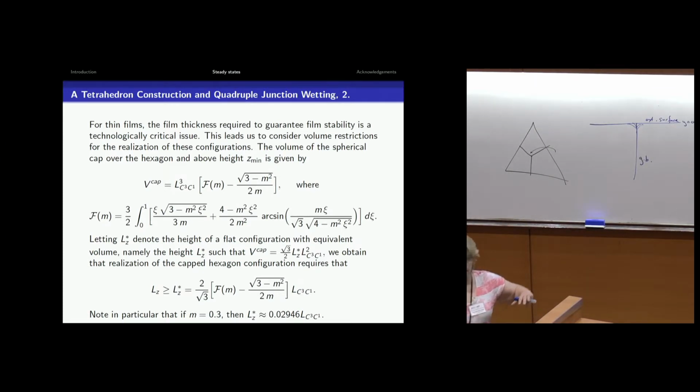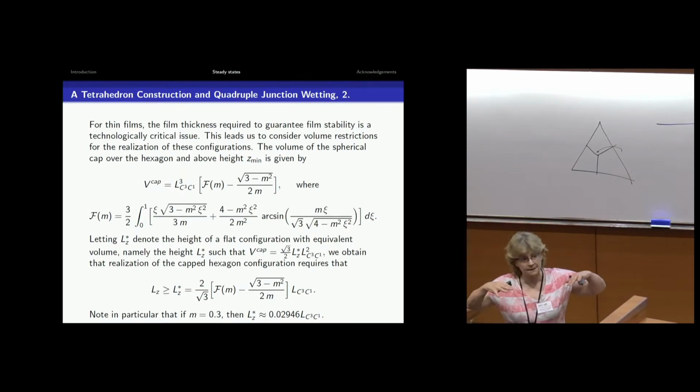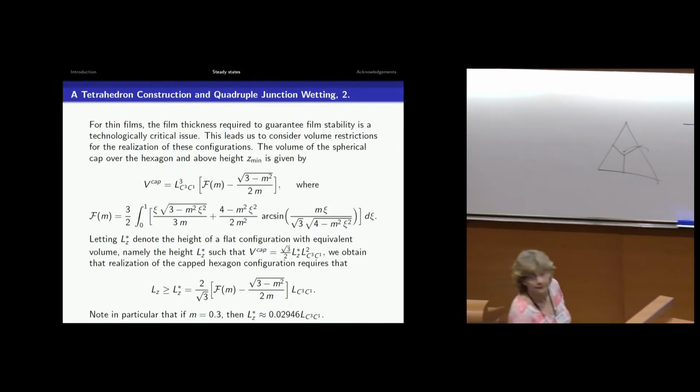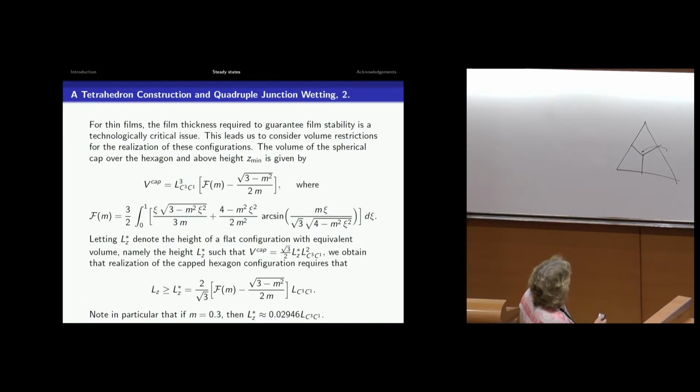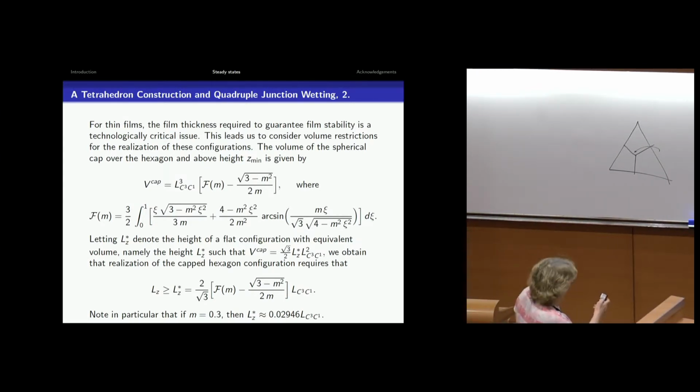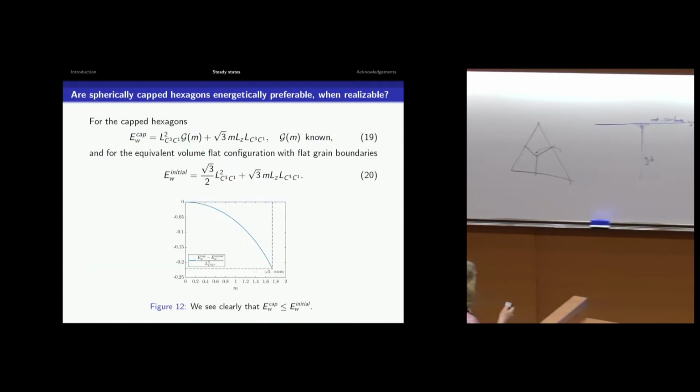That's the height that the system would be if you take these capped surfaces and flatten them out. Okay, so there has to be a finite amount of this material, and we can say exactly how much it has to be. If m is 0.3, then okay, LZ can be pretty thin, 0.03 of the side. So given the grain side, the thin film is a small percent, so that you can get these for thin films.